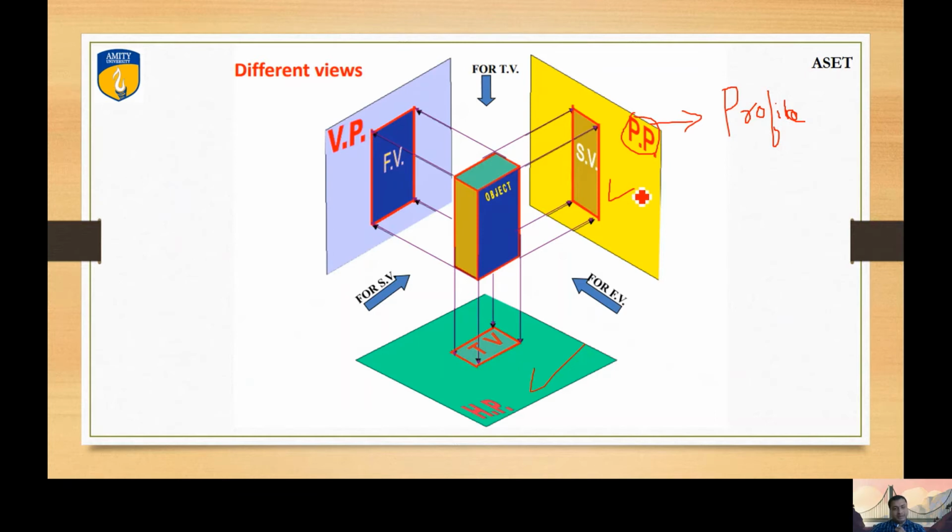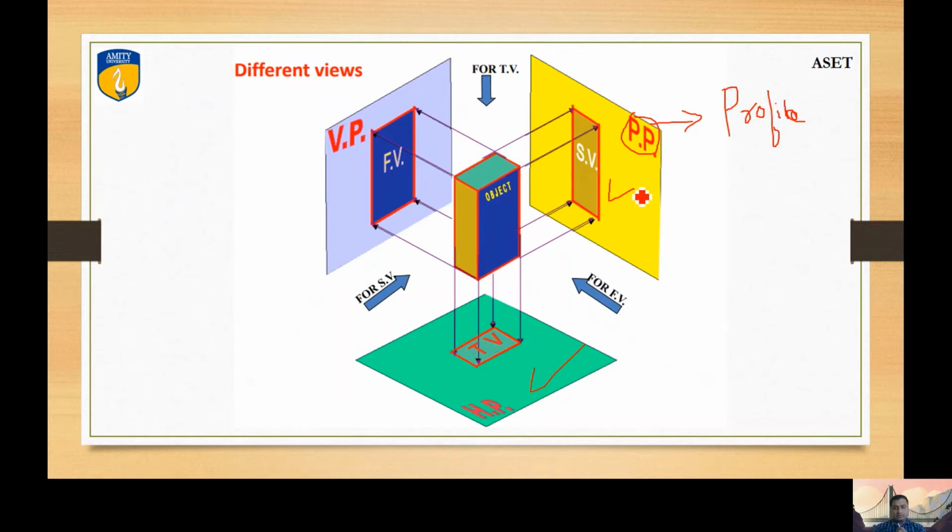So you must keep in mind the views and the plane on which the views are obtained. Again, I am repeating, front view is obtained on the vertical plane, top view is obtained on the horizontal plane, and the side view is obtained on the profile plane. Although we are not going to plot the side view in our upcoming topics, you must know the side view is also the view which is obtained on the profile plane. But we will be focusing on the vertical plane and the horizontal plane.